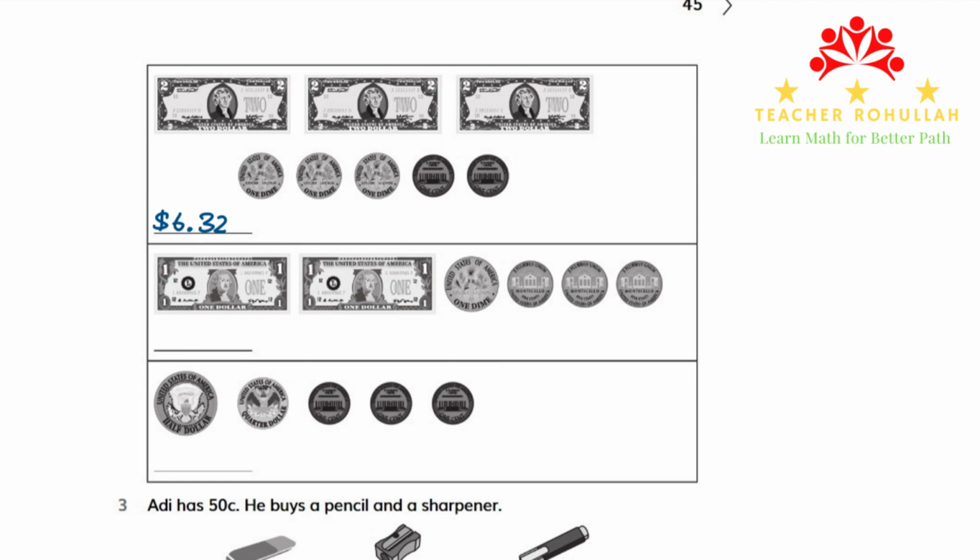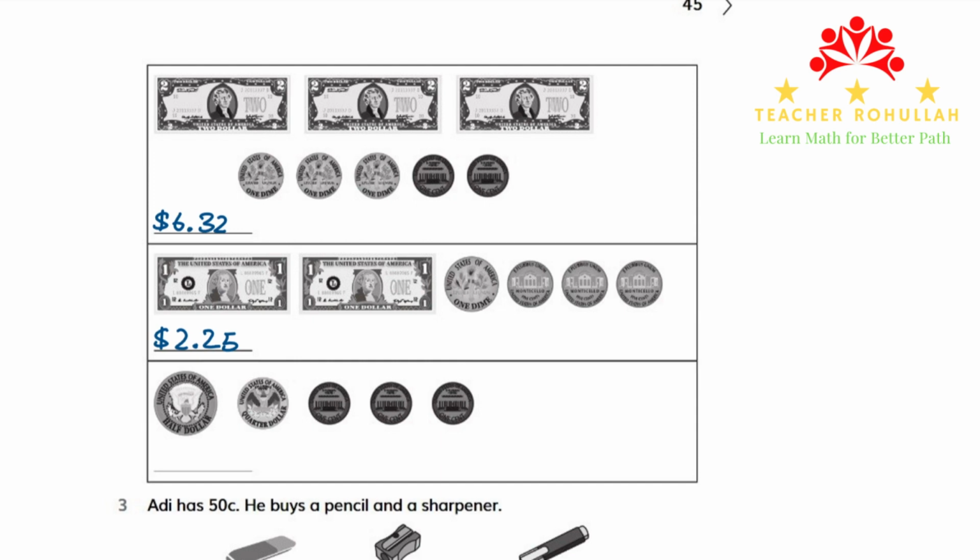The third part of this question has 2 $1 notes, 1 10-cent coin, which is 1 dime, and 3 5-cent coins. So it will be equal to $2, 10 cents, 15 cents, 20 cents, 25 cents. So the amount is $2.25.